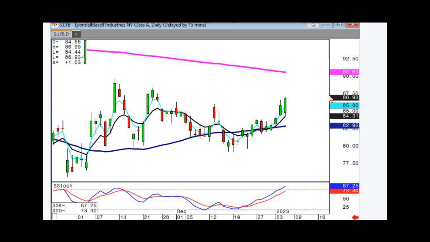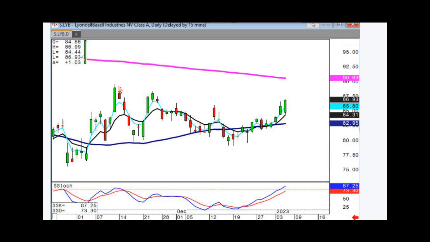This one's got your fry pan bottom. Kind of broke out through this level with a gap up to that level. I would suspect the 200 is your next likely target.